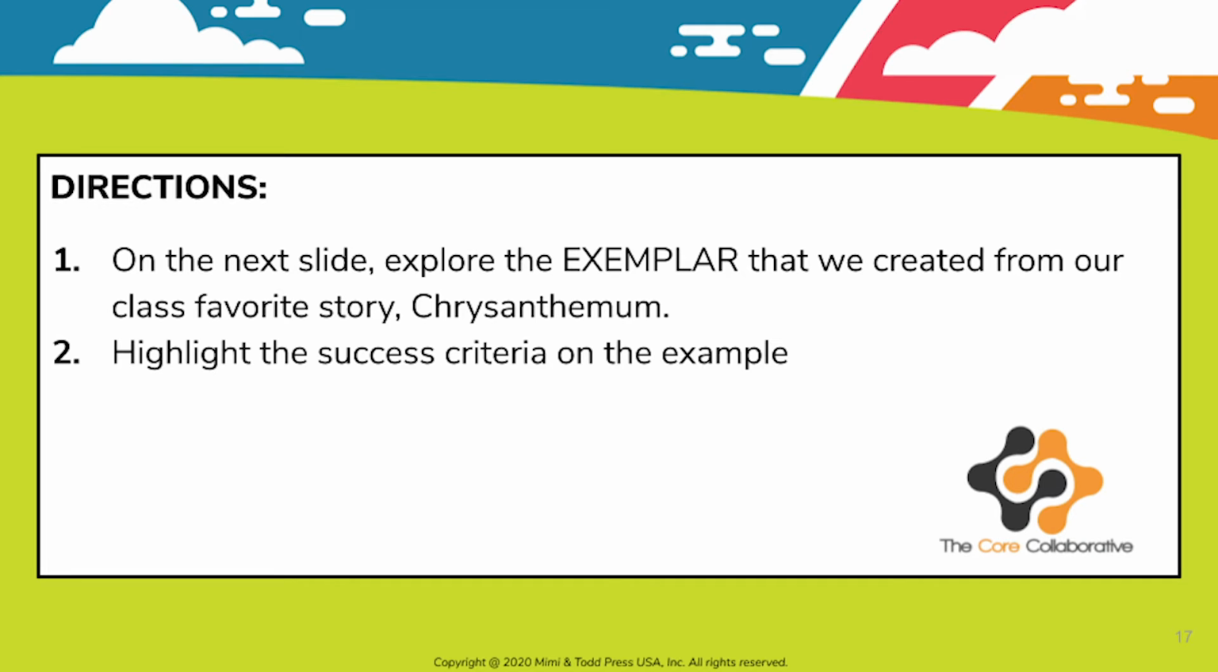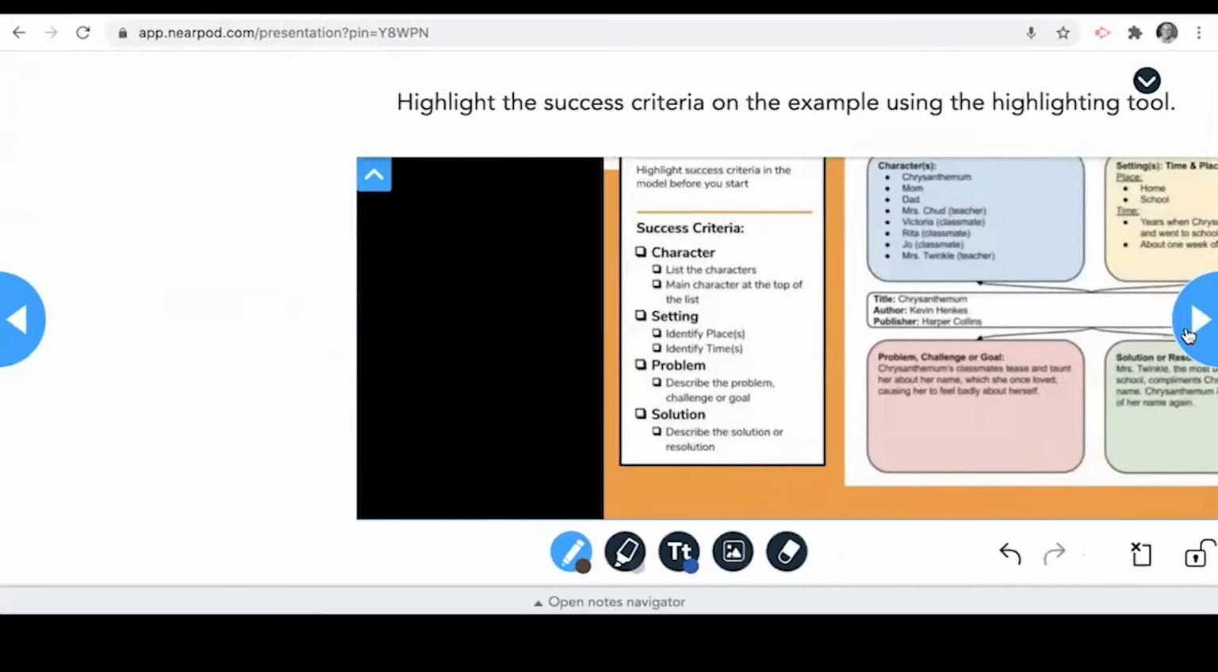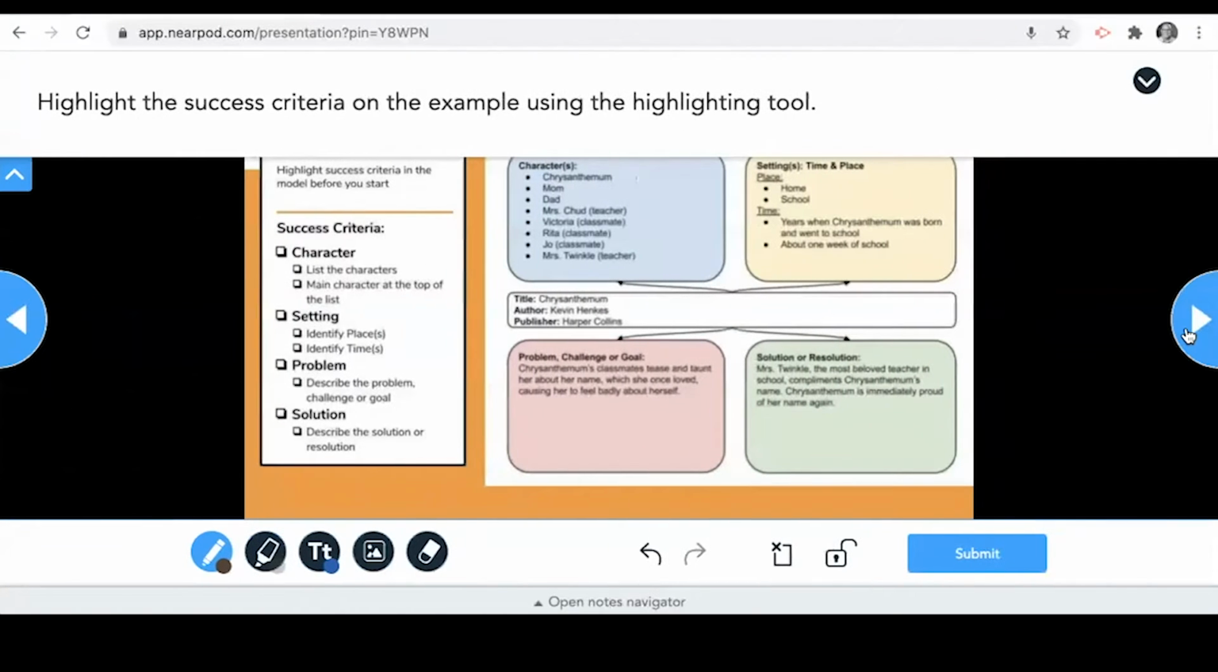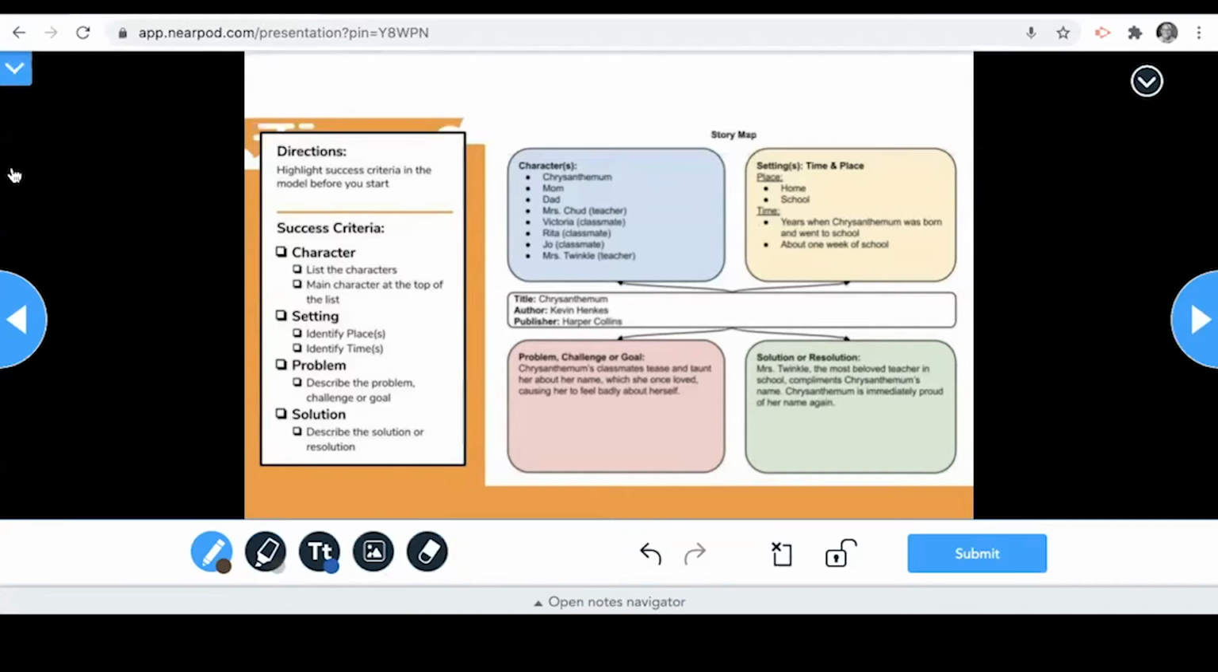So in this next section, it's telling them on the next slide, they're going to be able to explore an exemplar. And it's asking them to highlight the success criteria on the example. And so right here, you can see we've used the draw feature of Nearpod, and it gives the directions on the top, highlight the success criteria on the example using the highlighting tool. So you can make those directions disappear.